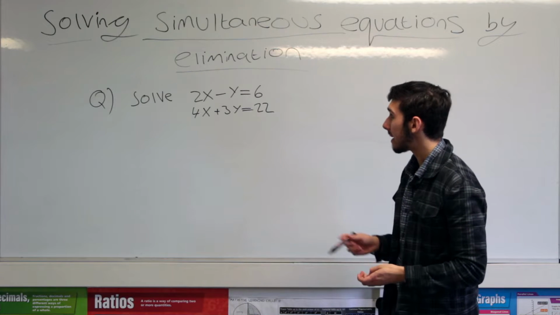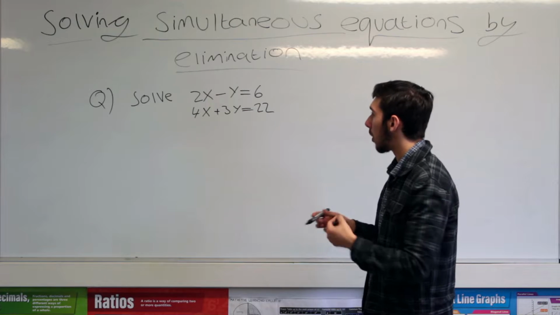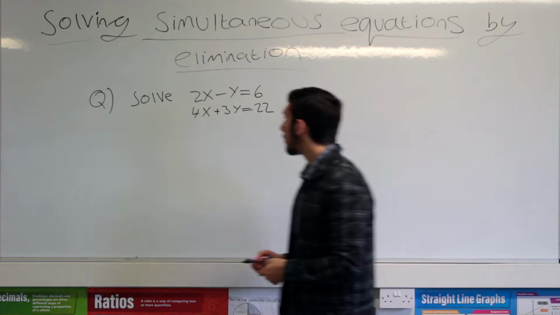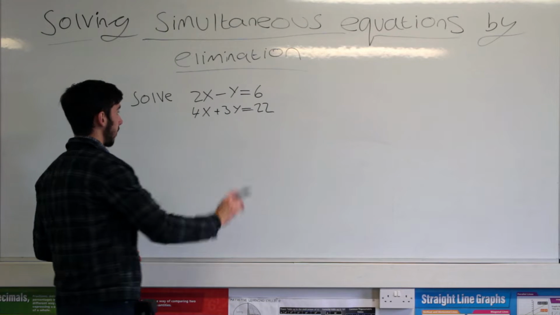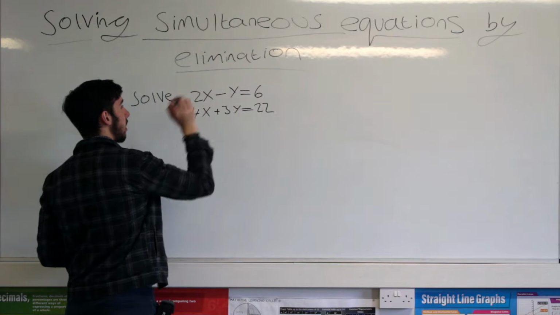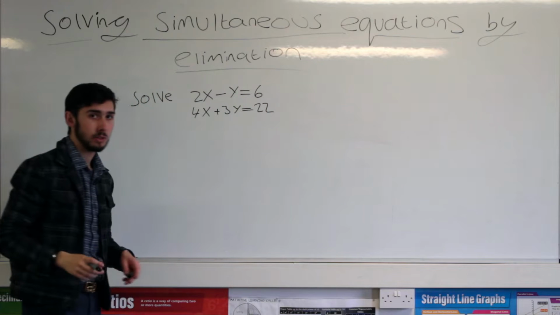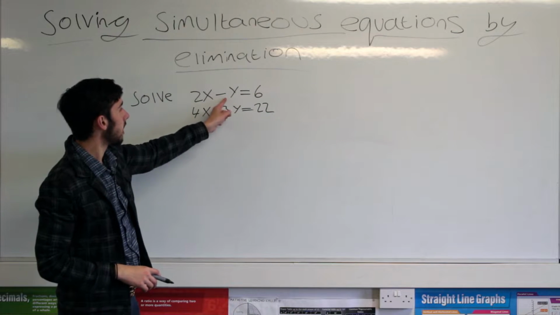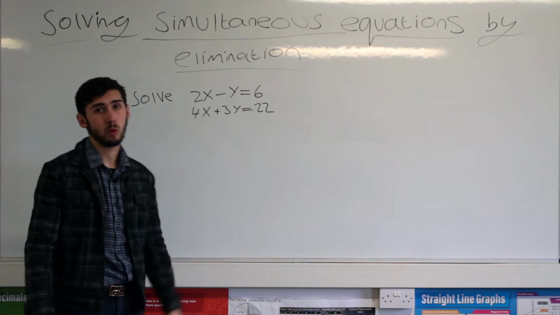So what is elimination? Elimination is where you take or add one of the equations away from the other one, okay? So in order to do that, you need to have one thing. Either you must have the same number of x's, the same number of y's, or the same constant at the end, right? 6 does not equal 22. Minus y does not equal 3y. And 2x does not equal 4x.